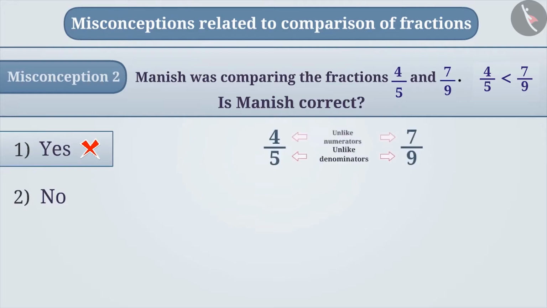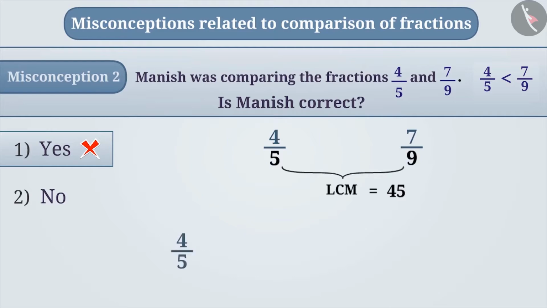Here, since neither numerators nor denominators are equal, we will have to make the denominators equal. That means we need to make the shape of the parts equal. We will do this by using LCM. The LCM of 5 and 9 is 45.